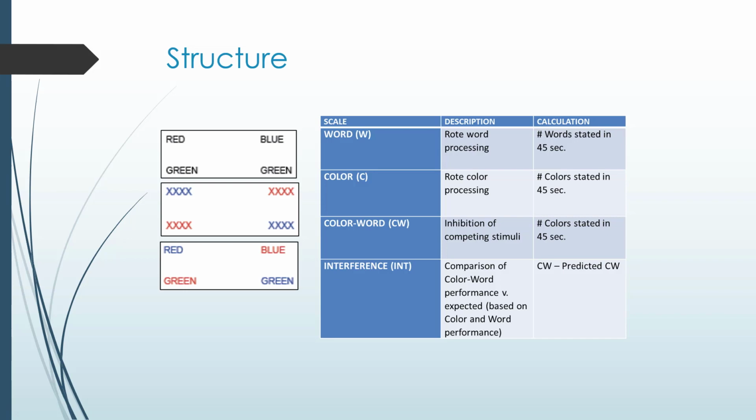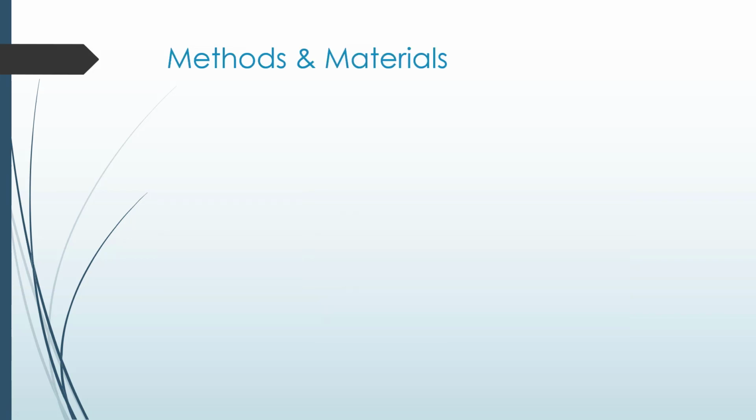And then interference is an additional score, which is a calculation done by taking the color and word score and subtracting the predicted color word score, which is generated by a person's color and word congruent performance. So it's a comparison against what a person is capable of, an internal comparison. We'll talk more about how that affects interpretation.